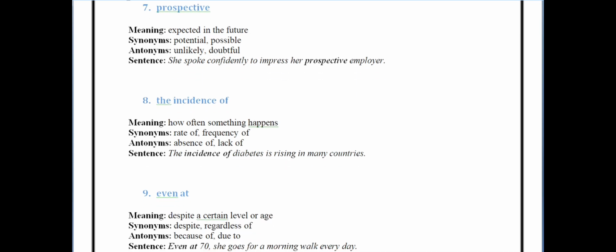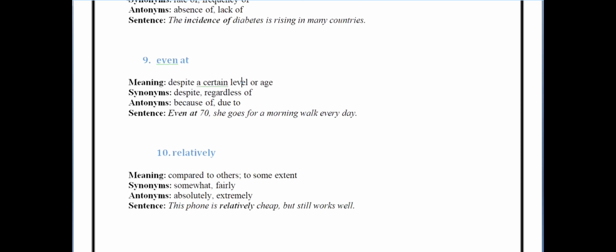Word number 9 is even at. Even at. That means despite a certain level or age. The synonyms are despite or regardless of. All the three words, students, are very, very important. The words are even at, despite, or regardless of. Very important. The antonyms are because of and due to.